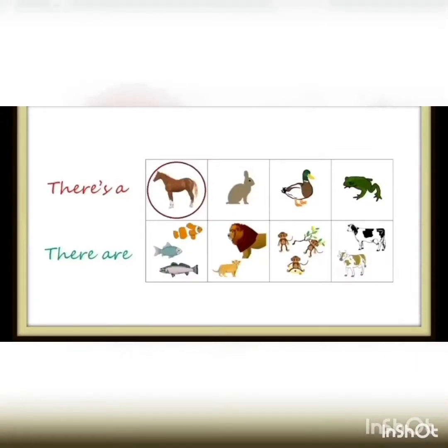There's a horse, there's a rabbit, there's a duck, there's a frog, there are fish, there are lions, there are monkeys, there are cows.